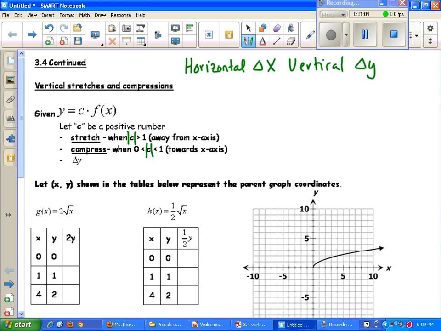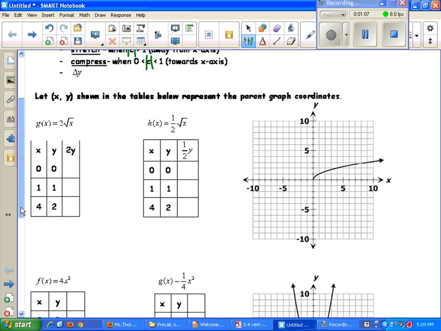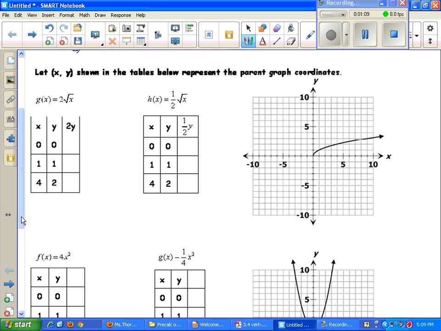So if we look at our graphs here, for the first one, the x and y shown in the tables below represent the parent graph coordinates. And of course, what's the parent graph for this function that we're graphing? y equals the square root of x, which is already graphed on your paper. So now let's take a look at this. I already have some parent graph points in my table: 0, 0, 1, 1, and 4, 2.